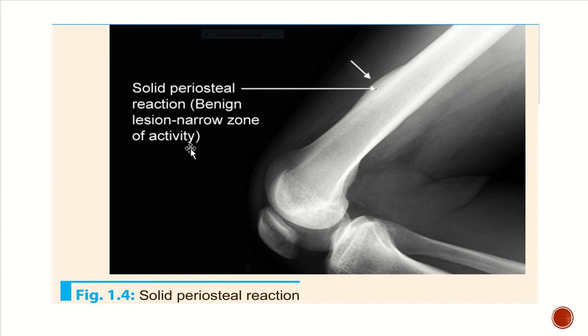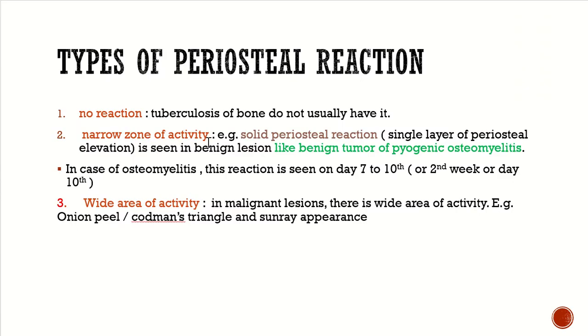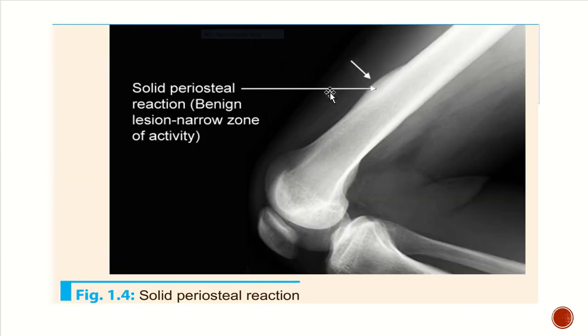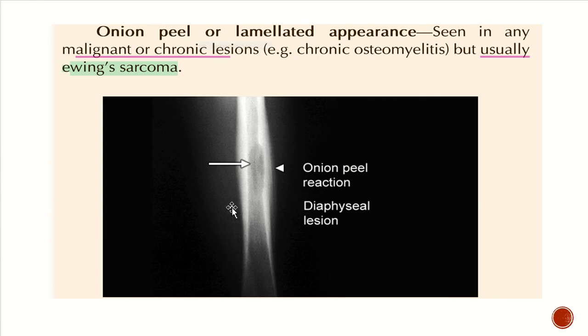We can see in the image this solid periosteal reaction. This is a narrow activity. We can see a single layer of periosteal elevation. It occurs in benign lesion. See, this is a narrow zone activity. And here we can see onion peel reaction. This is seen in malignant or chronic cases, usually Ewing sarcoma.